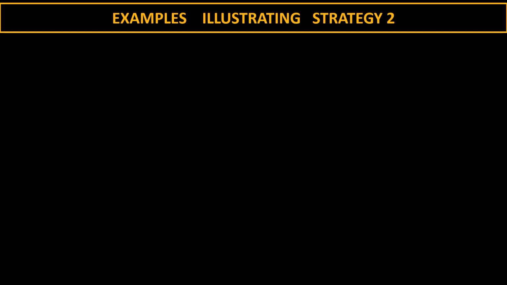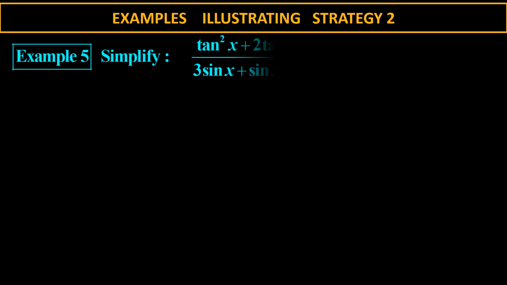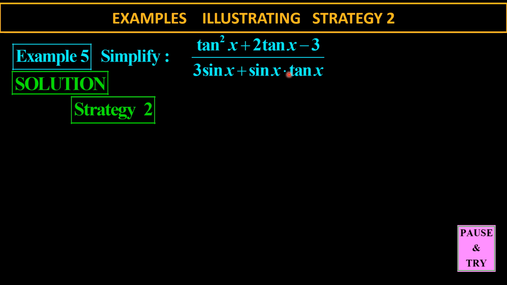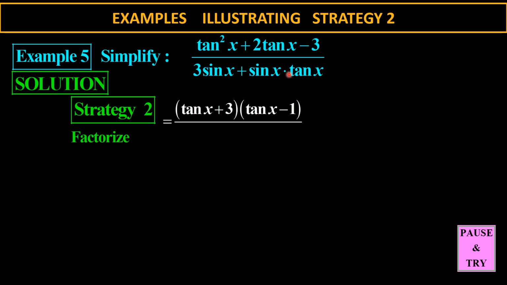Look at example number 5. Okay. If we look at this example, we always try strategy 1. Any like terms? No. Can we cancel anything? No. Reduction formula? No. Right? So then we're going to try our next strategy, which is factorization. If you look at the numerator, what type of factorization do I get? That's correct. I can get a trinomial: tan x plus 3 and tan x minus 3, 2 factors. The denominator, what type of factorization is that? Common factor: sin x into 3 plus tan x.